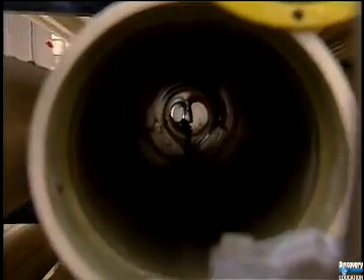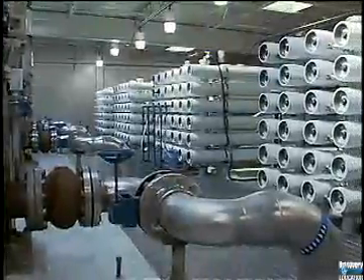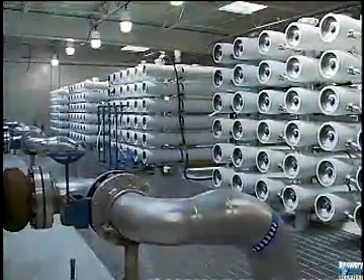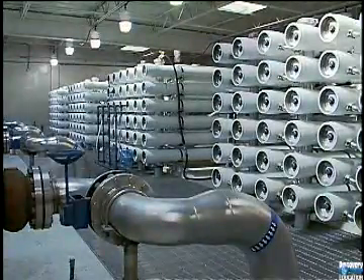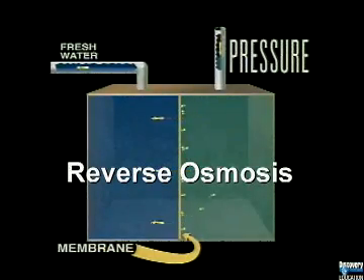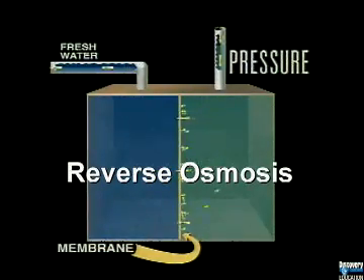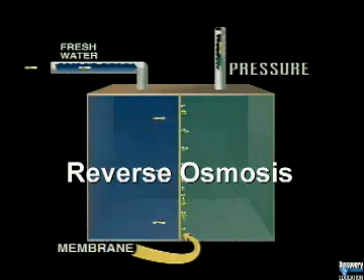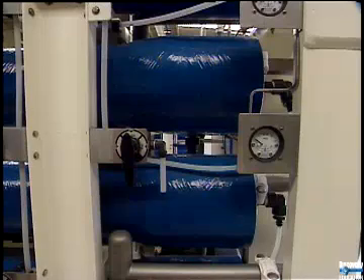Hebbly Beach was the first commercial desalination plant. The plant uses a process called reverse osmosis. Reverse osmosis involves high-pressure pumps pushing seawater through a semi-permeable membrane or synthetic filter. As water passes through the membrane, the salts and other minerals are left behind.